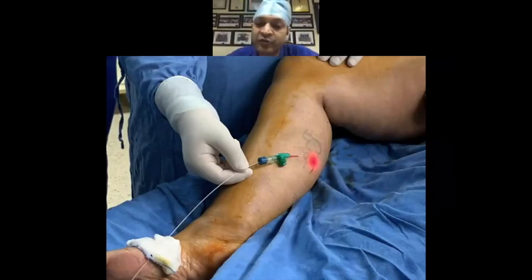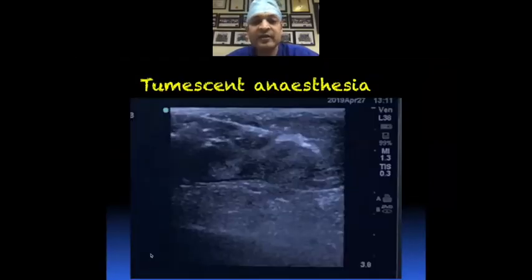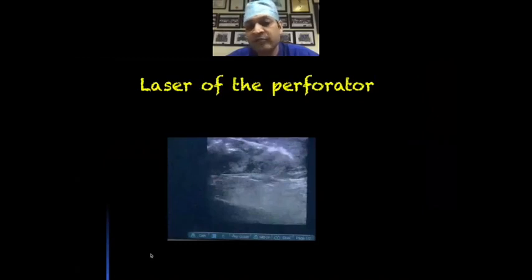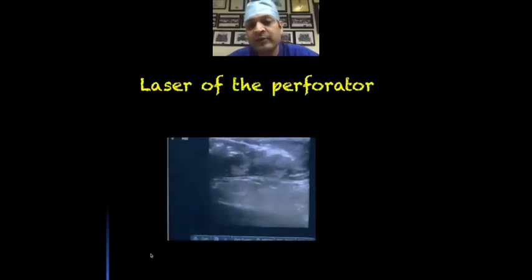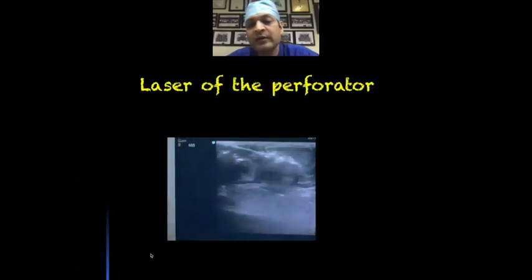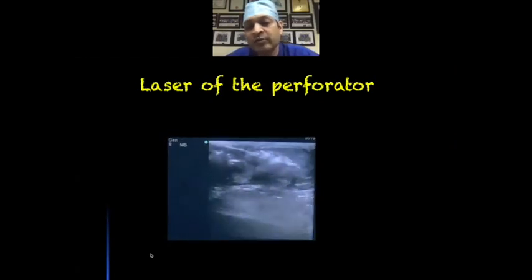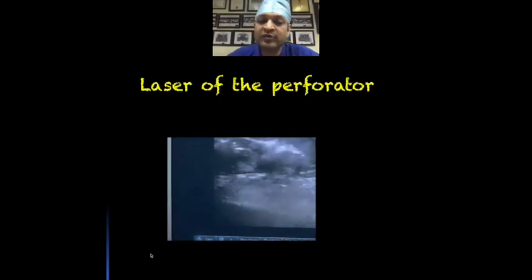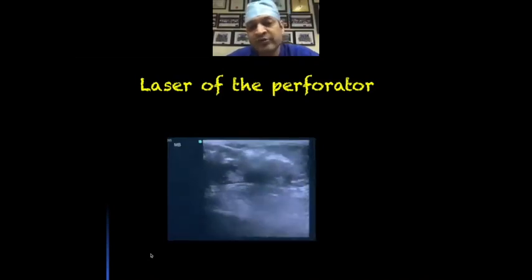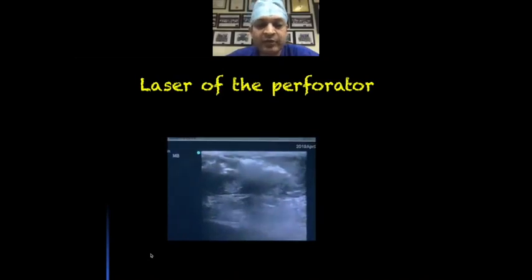Now you can close this perforator with a foam also, but this perforator was more than 4 or 5 millimeters, a very big perforator. So when it's a very big perforator, we try to close it with a laser. Otherwise, most of the perforators you can do with a foam. And so this is how we place it, and then we give tumescent anesthesia. You can see here, and then we do the laser of the perforator with the bare fiber on ultrasound, and slowly burn the whole thing, and all the superficial varicosities we can give a foam. So this is a very nice way of closing the perforators.